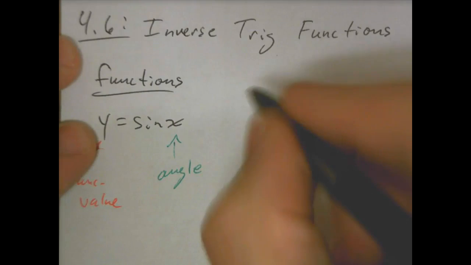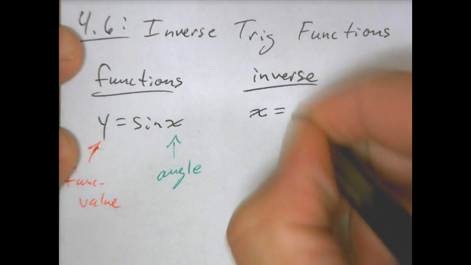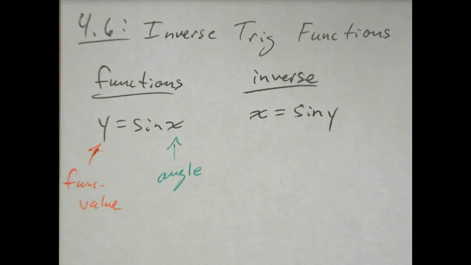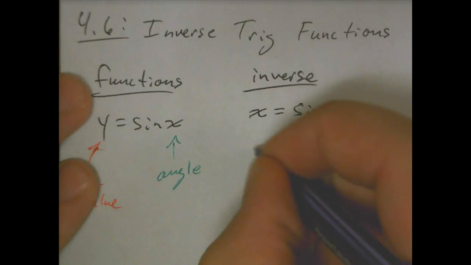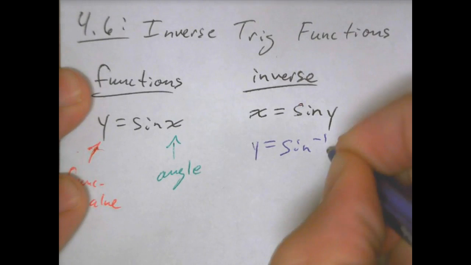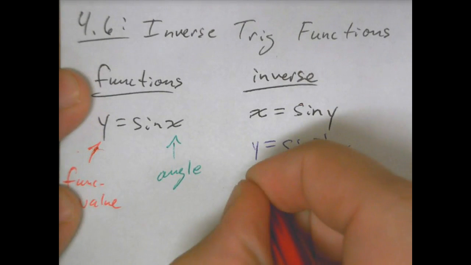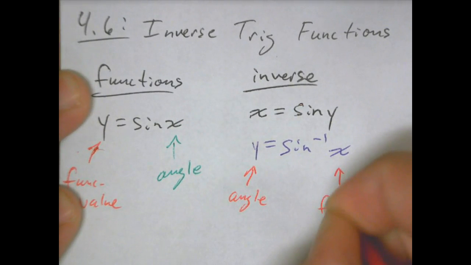So if I want to find the inverse function, I switch the x and the y, and I have to solve for the y value. Well, if you remember from 4.1, I believe, when we were trying to look for an angle, what kind of function did we use? Inverse functions. So all this is going to be is y equals sine inverse of x, where that -1 means inverse, and now your y is the angle, and we are going to be given the function value.